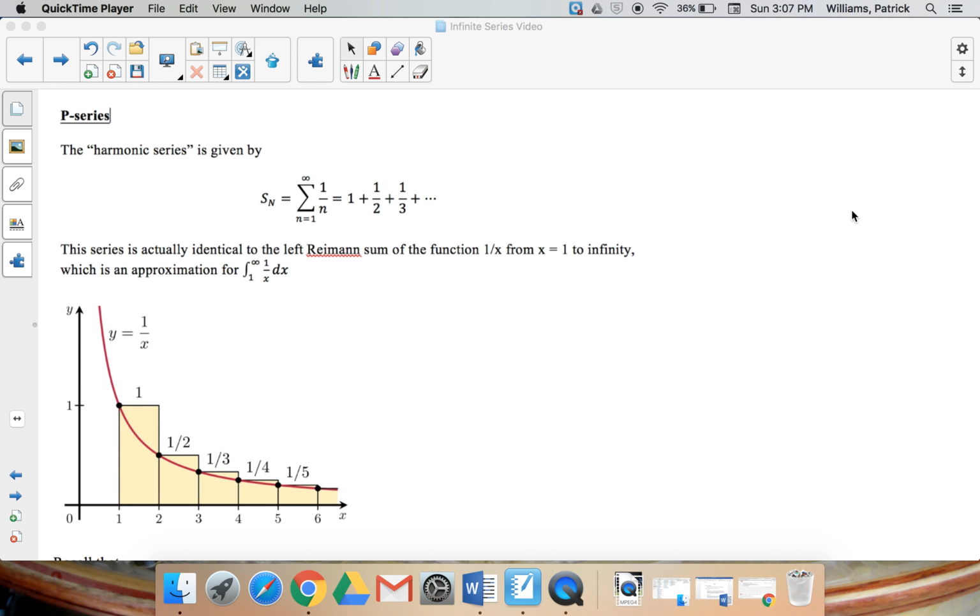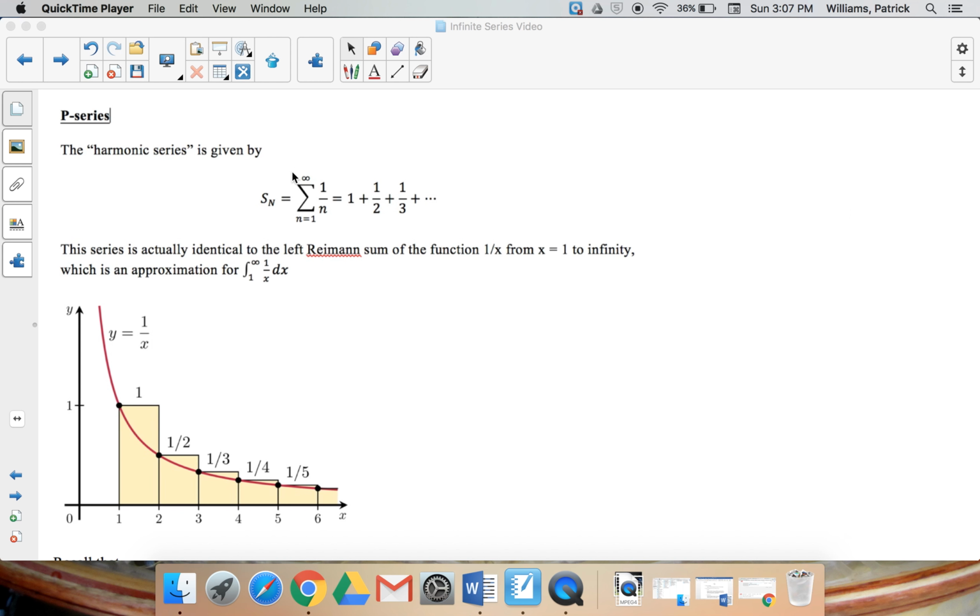So this is yet another very simple test that we can use to test if a specific type of series converges or diverges, and these are called p-series. And you're actually going to notice that the things we talk about in this video are very similar to a subject which we talked about just a few units ago, back when we were doing integration.